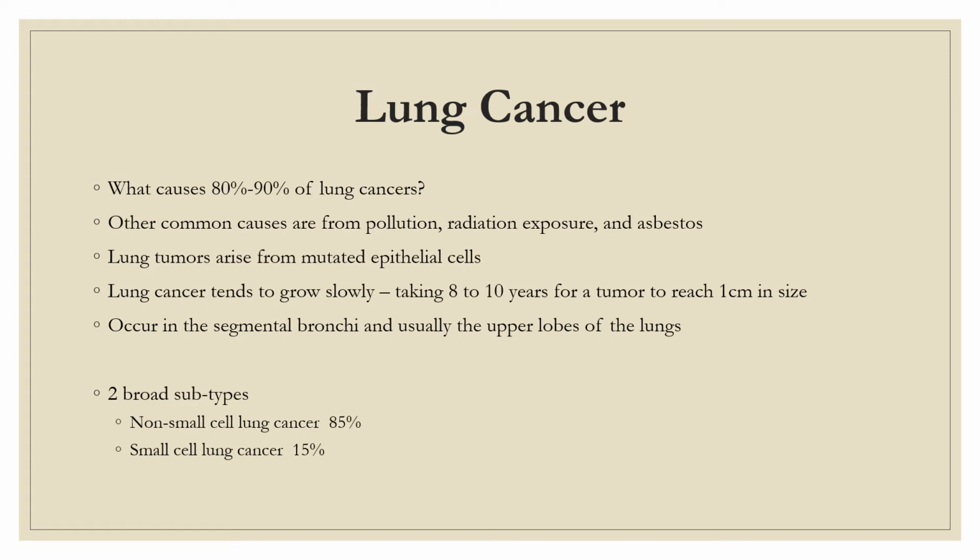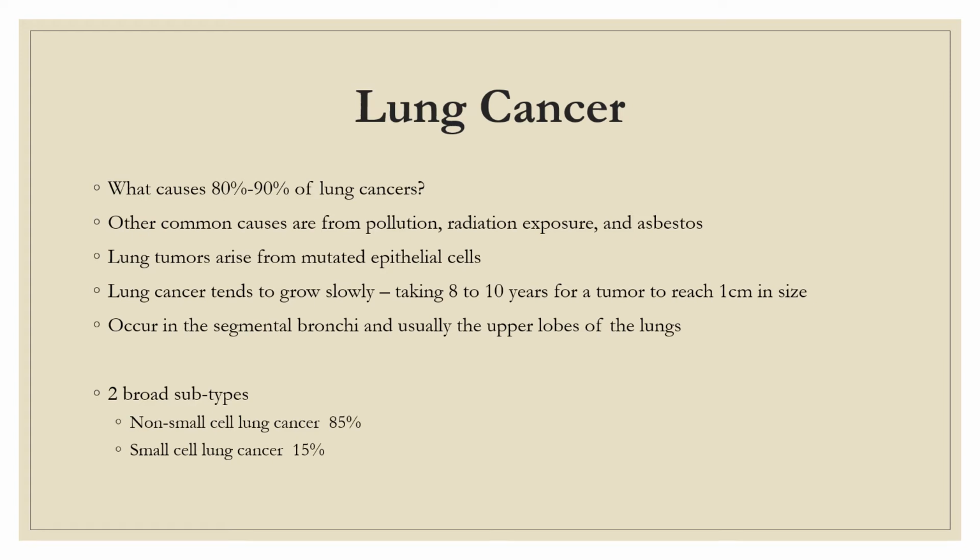Lung tumors arise from mutated epithelial cells. Lung cancer tends to grow slowly, so it doesn't just happen and you have an onset of symptoms. It takes about 8 to 10 years for a tumor to reach at least the size of 1 centimeter. So it's a slow growing process. Lung cancer can occur in the segmental bronchi and usually in the upper lobes of the lung.